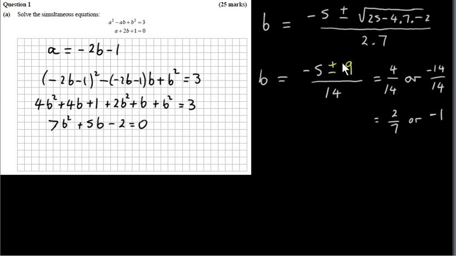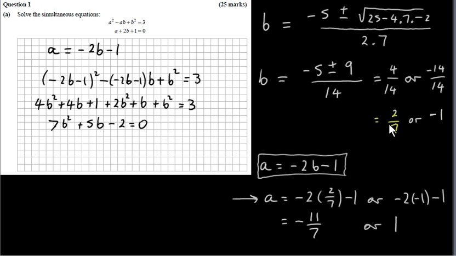Solving this quadratic equation, we have minus 5 plus or minus the square root of 5 squared, which is 25, minus 4 times a times c, where a is 7, c is minus 2. Inside the square root sign we get 81. The square root of 81 is 9. Minus 5 plus 9 is plus 4 over 14 is 2/7, or we get minus 14 over plus 14, which is minus 1. Now we need to get the corresponding values of a for each of these values of b.